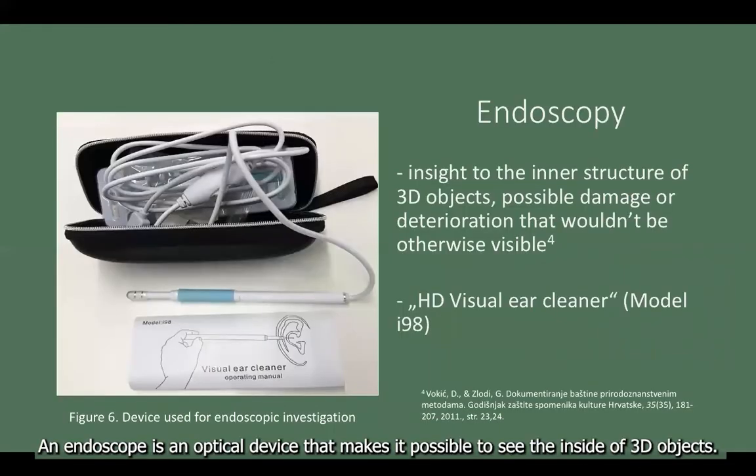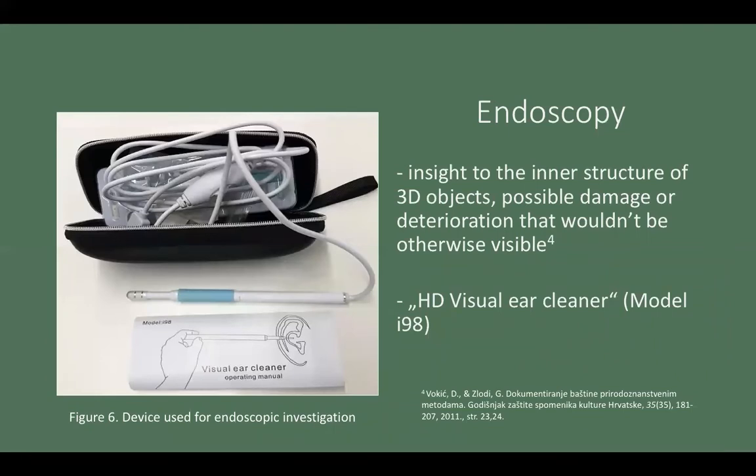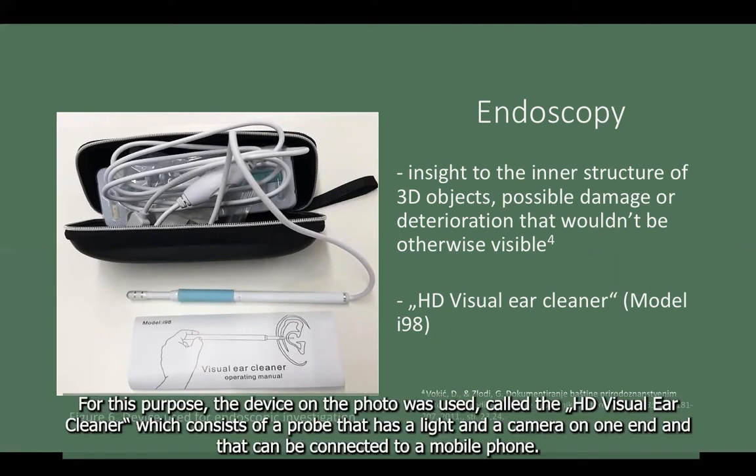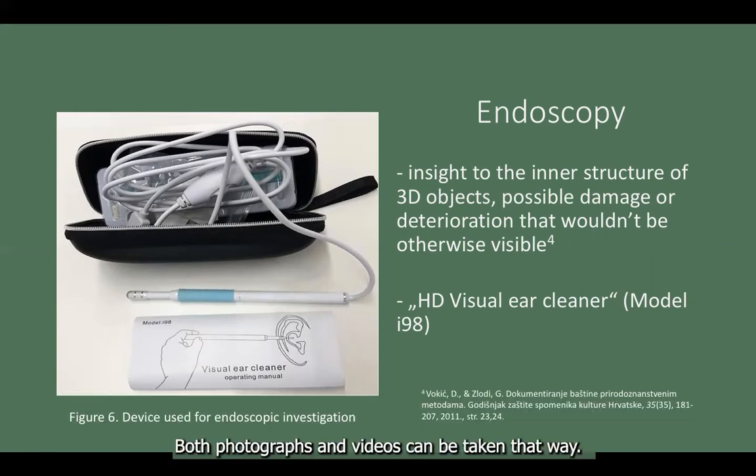An endoscope is an optical device that makes it possible to see inside of three-dimensional objects. It can give insight into the inner structures of objects and possible damage or deterioration that wouldn't be otherwise visible. For this purpose, the device in the photo was used, called the HD Visual Cleaner, which consists of a probe that has a light and a camera on one end and that can be connected to a mobile phone. Both photographs and videos can be taken that way.